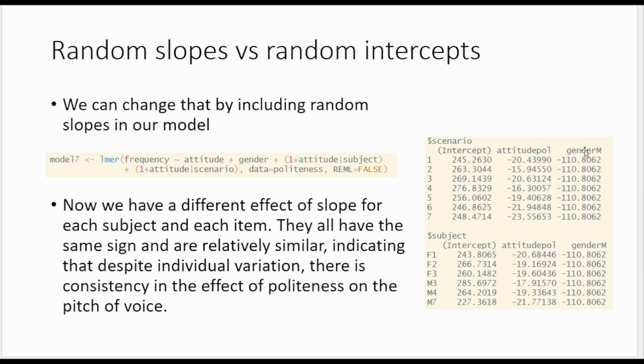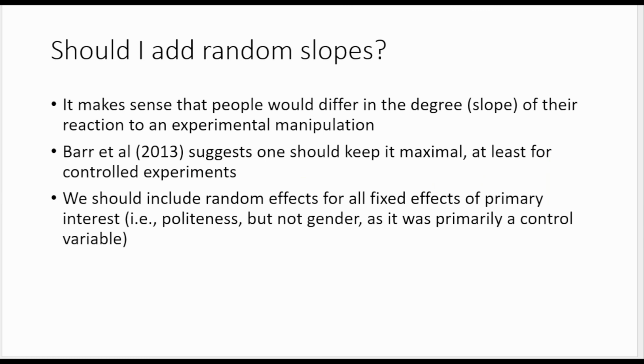Now, gender is the same because we didn't add random slopes for gender, but we could, if we wanted to. In fact, some people recommend that we should always go for a maximal effects model. So we account for the random slopes and random intercepts of each of the fixed effects that we're looking at. But that's up to you. So, should you add random slopes? Here's a question, right? It makes sense that people would differ in the degree, i.e. the slope, of their reaction to an experimental manipulation. Barr suggested, again, that's what I said earlier, Barr suggested we should keep it maximal, at least for controlled experiments.